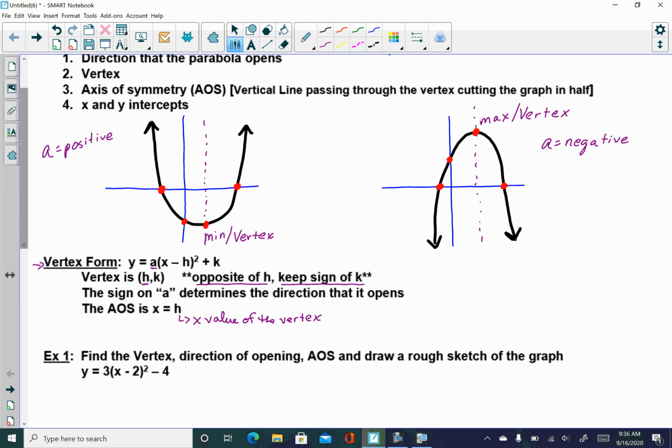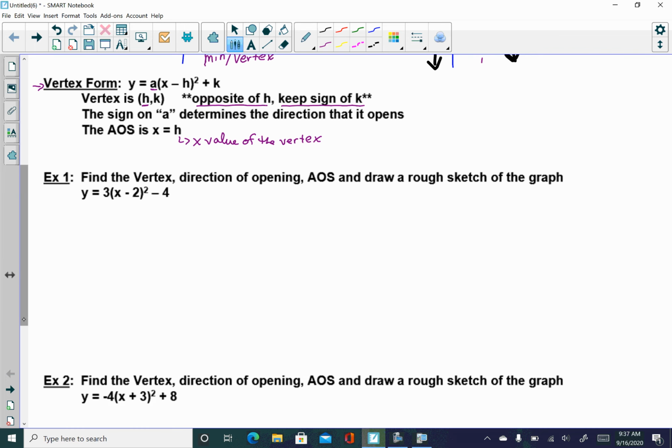Okay. All right, so we'll scoot on down then here to example 1. In example 1, we are clearly in vertex form. It wants us to find the vertex, the direction which it opens, the axis of symmetry, and then just do a rough sketch, okay? So vertex, we'll start there. Vertex would be opposite of h, so positive 2, then k. So your k here is a negative 4, so 2, negative 4.